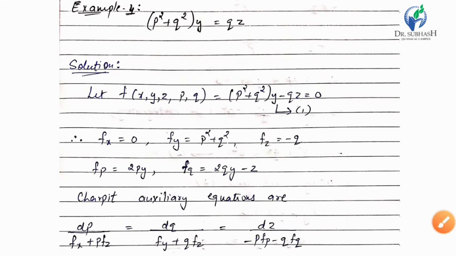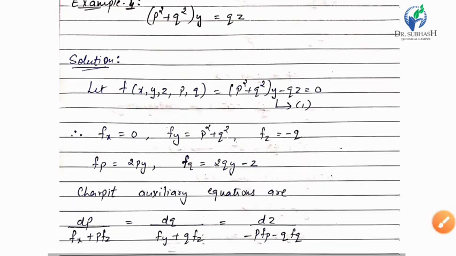Now let us move towards the next example. Our given question is p square plus q square y equal to qz. First, as we have done in previous examples, we will name this as f of x, y, z, p, q equal to, we will take in either side, p square plus q square y minus qz equal to 0, and name it as equation 1.